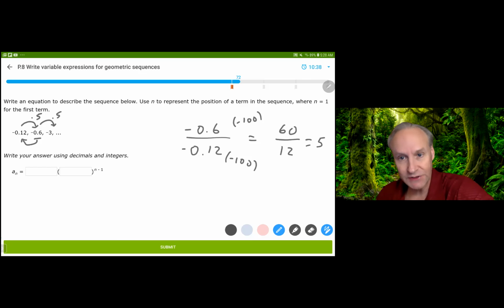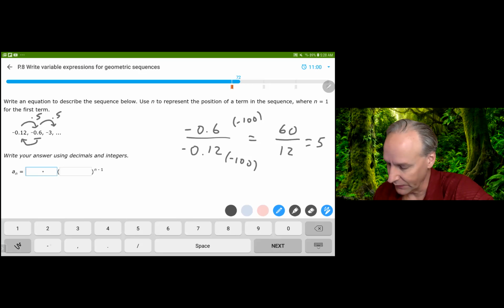This is decimal division, but it's a little different way to look at decimal division. So anyway, that's what I did. Hopefully that's clear. You could have divided the negative 3 by the negative 0.6 in the same way and just multiplied by negative 10 in the numerator and denominator. Either way, my multiplier is 5. My first term is weird, negative 0.12. That's actually called negative 12 hundredths, and our multiplier is 5.